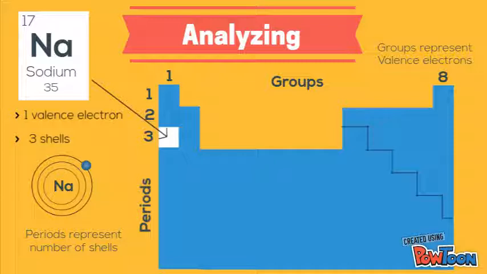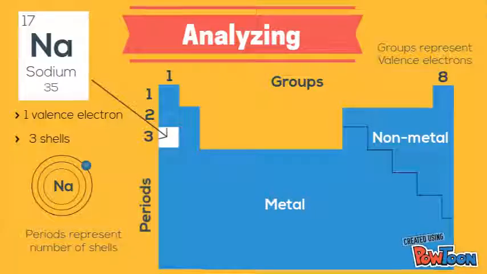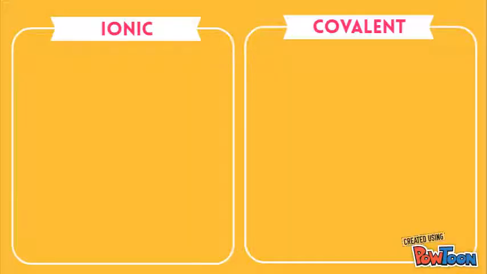Moreover, the step-like line on the periodic table indicates the separation between nonmetals and metals. Metals are on the left side of the line, and nonmetals are on the right side. These are useful as they help us determine which elements do which bonds and the elements that they are compatible with. There are a few differences between the ionic bond and the covalent bond.